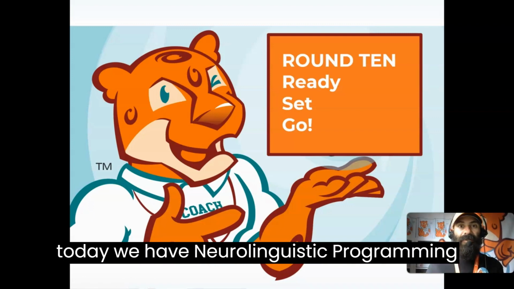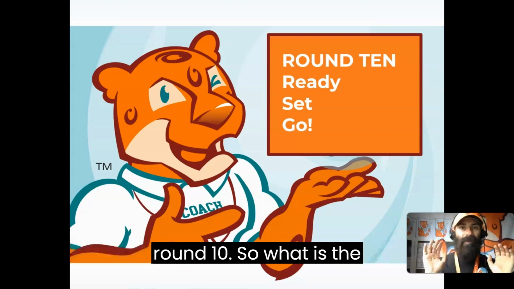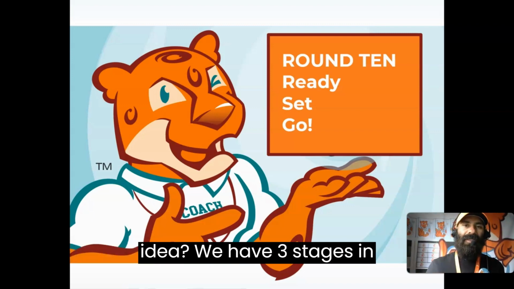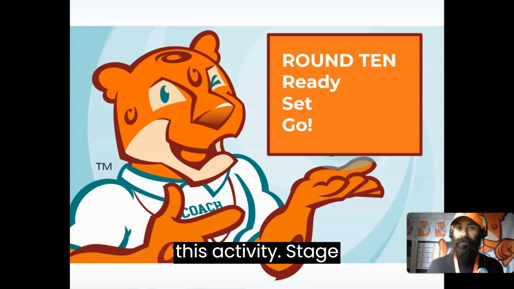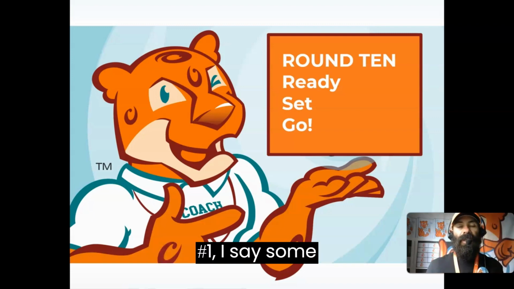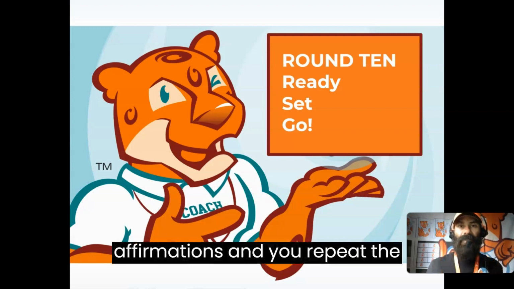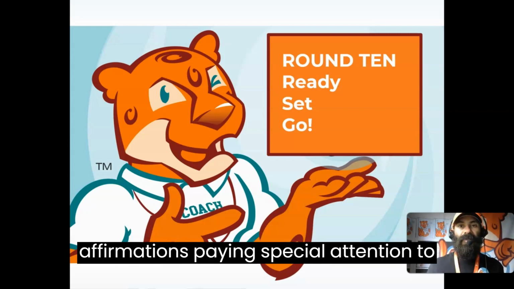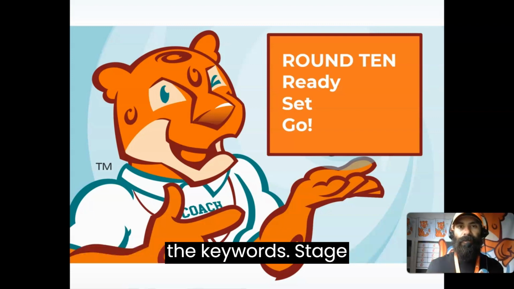For today, we have Neuro-linguistic programming round 10. So what is the idea? We have three stages in this activity. Stage number one, I say some affirmations and you repeat the affirmations, paying special attention to the keywords.